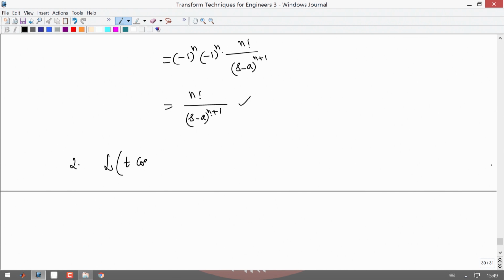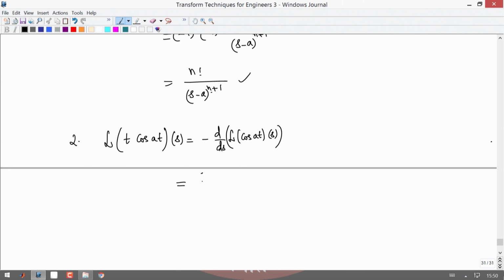t times cos at. If you have a function like this as a function of s, this is minus the derivative of f bar, the Laplace transform of cos at, which is a function of s. So, this is equal to minus d/ds of, what is the Laplace transform of cos at? We know that it is s divided by s^2 + a^2.